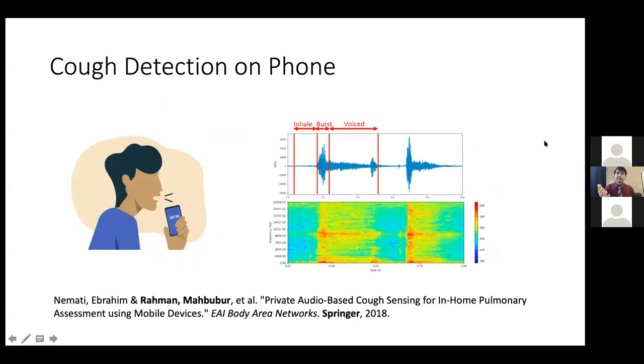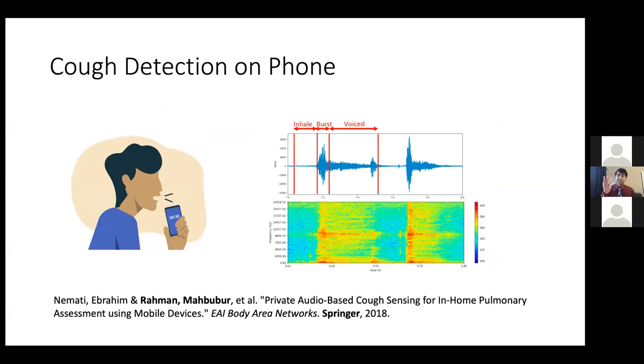And then another thing is cough detection. As you see, cough, I mean, this is such a violent sound. The sound, as you see in the picture, has a particular shape, a particular structure that is different from other sounds, for example speaking or maybe breathing or something else.